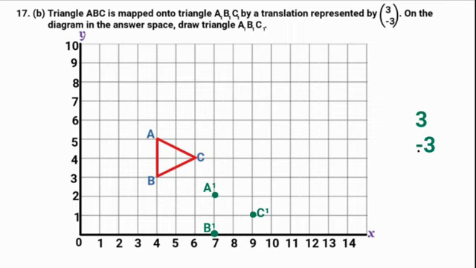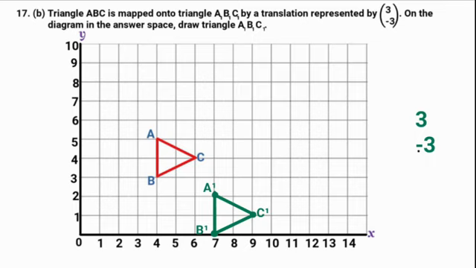Okay, now we have moved all the points following the translation represented by that (3, -3). So now we can join these points. Once we have done that, that means we have mapped the triangle ABC to triangle A1, B1, C1. Now once I've done that, that is the correct answer.